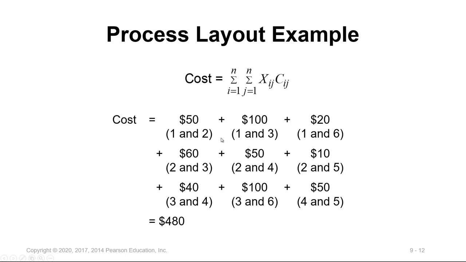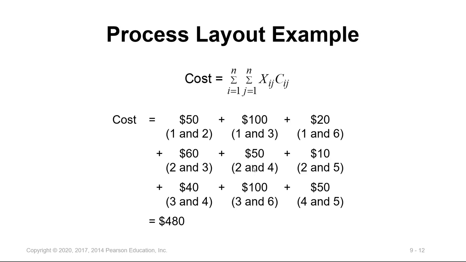Using the same cost formula that we used before, we can recalculate the cost using the new arrangement, and the total cost will be $480, which is lower than the initial design handling cost. So the total saving is $90, which means that I did the rearrangement and reduced the cost.